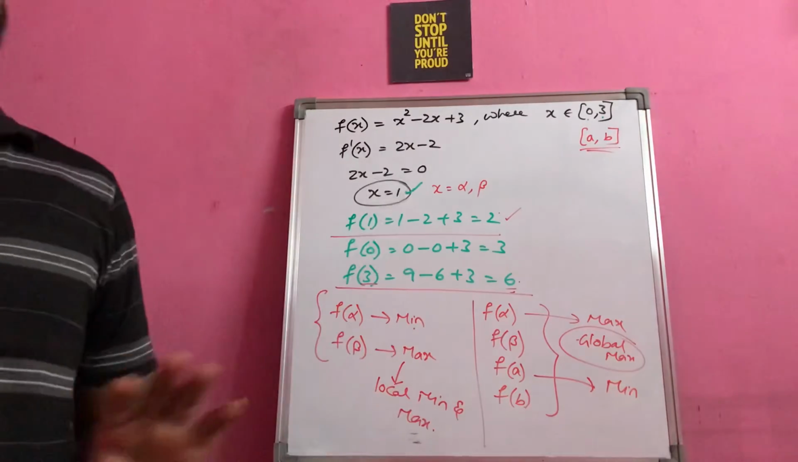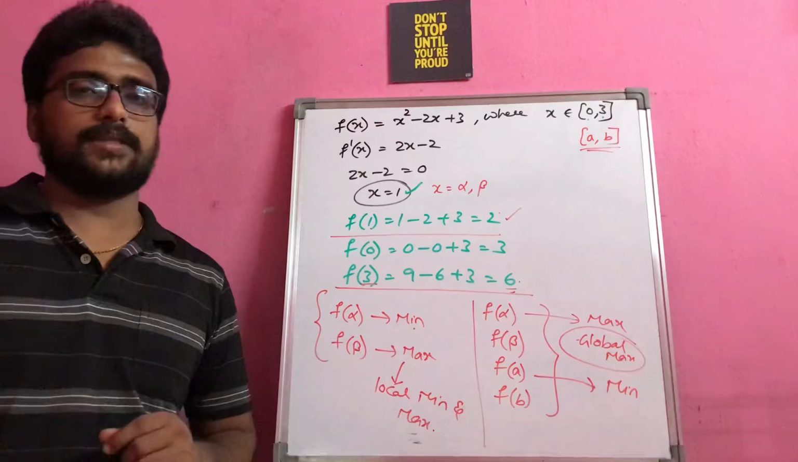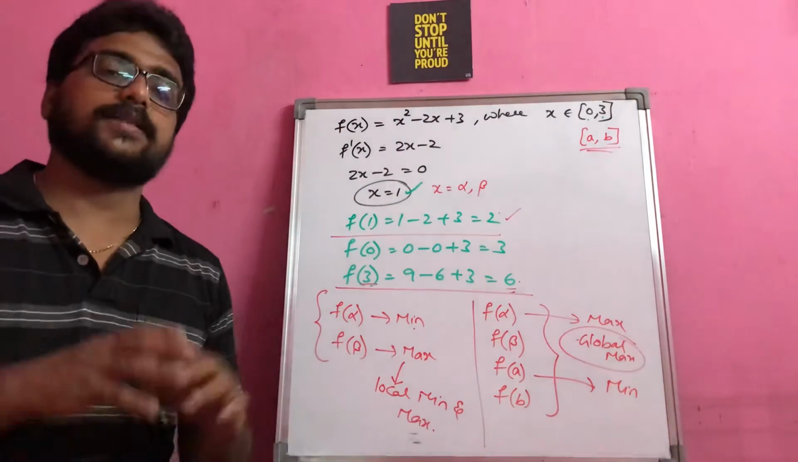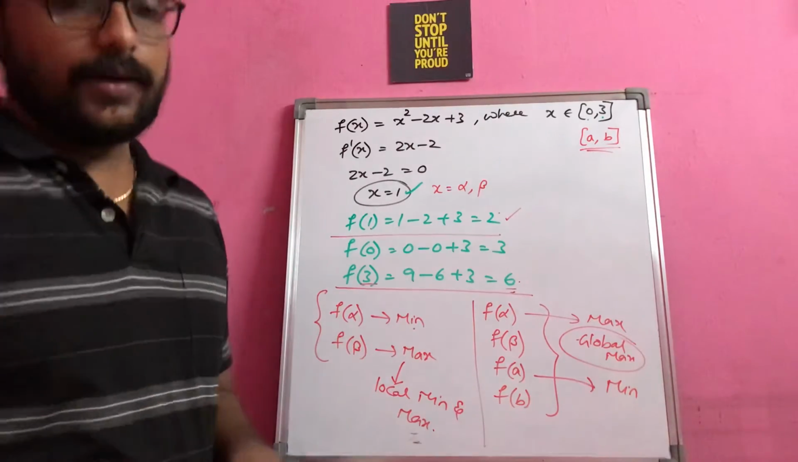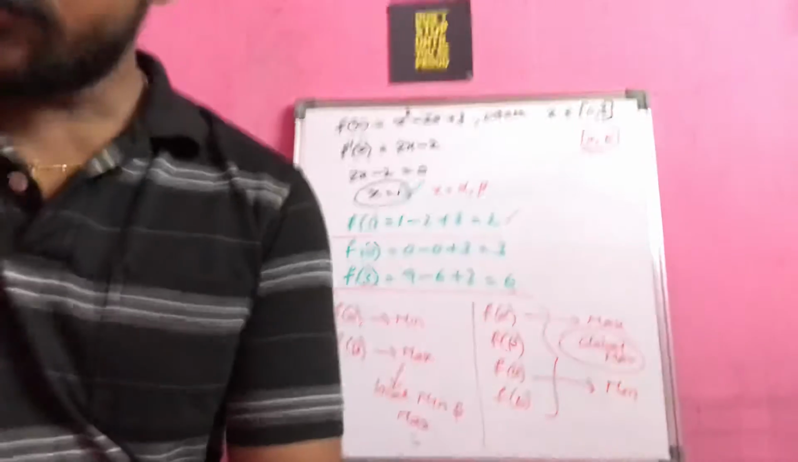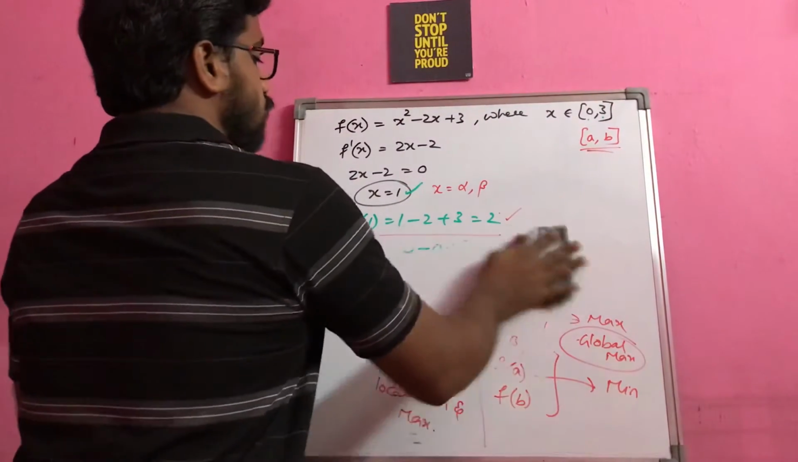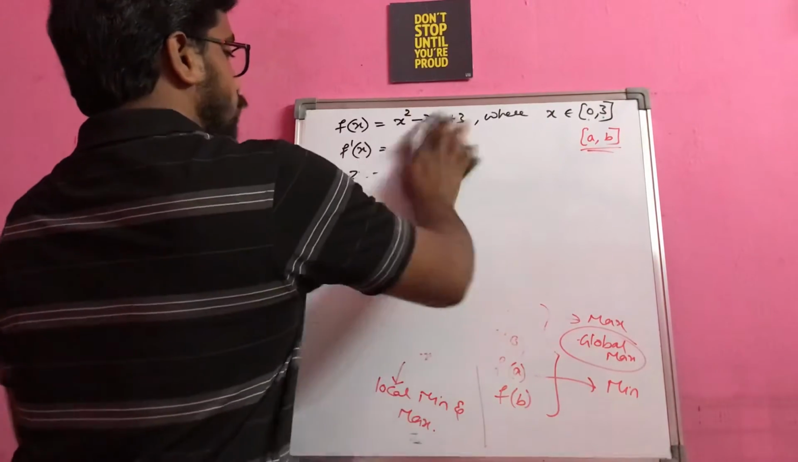For example, if they are not giving you the domain, then they are talking about local minima and local maxima, right? So this is the very basic concept about local maxima, local minima, and global maxima, global minima, right? Now let us see a few questions based on this concept of maxima and minima, and how we are going to follow that.